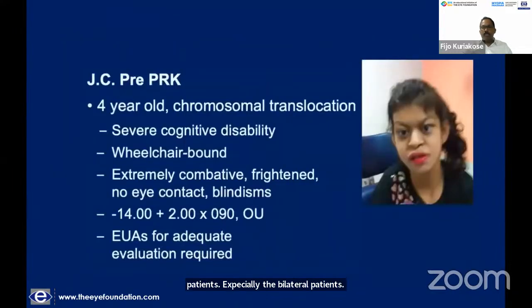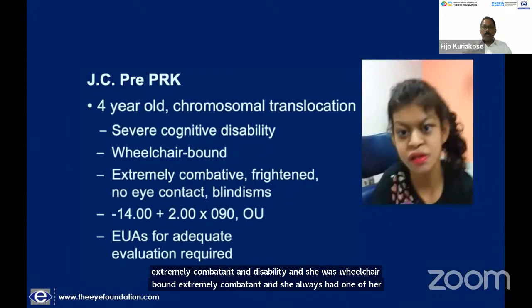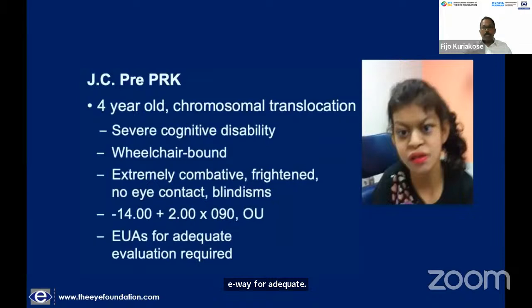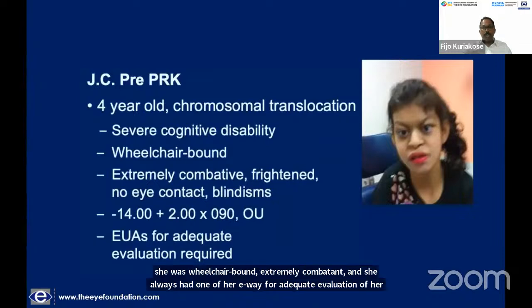This is another patient of Dr. Pacey, a 4-year-old, when she was treated with PRK both eyes. She has a chromosomal translocation with severe cognitive disability, and she was wheelchair bound, extremely combative, and she always had to undergo an EUA for adequate evaluation of her retina. And you could see this very high refractive error that she had. And she was treated with PRK both eyes, and the treatment dose was 11.5 diopters.